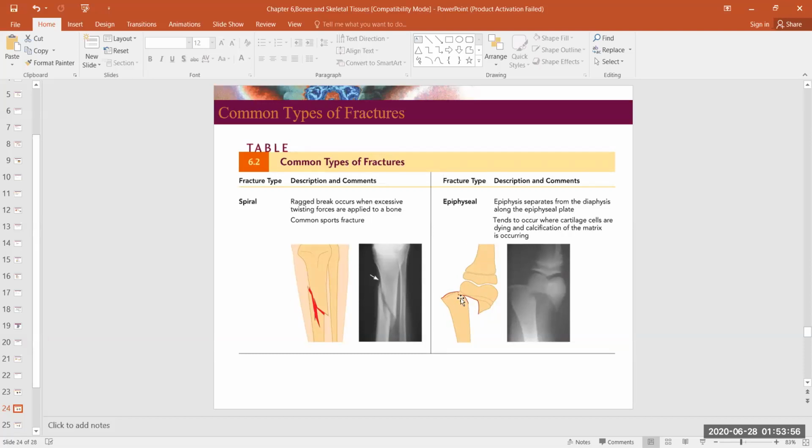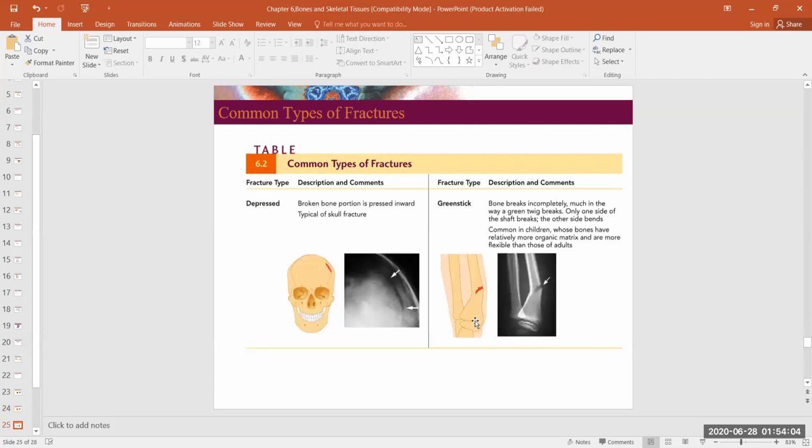This is an epiphyseal fracture. You see, the growth plate is displaced from here. I talked about it earlier. It is in young kids a lot. Depressed fracture, particularly in the skull. So somebody hits with a blunt rod on the head, then there is depression of some area of the skull, and that is called depressed fracture. This is called green stick fracture. Okay.